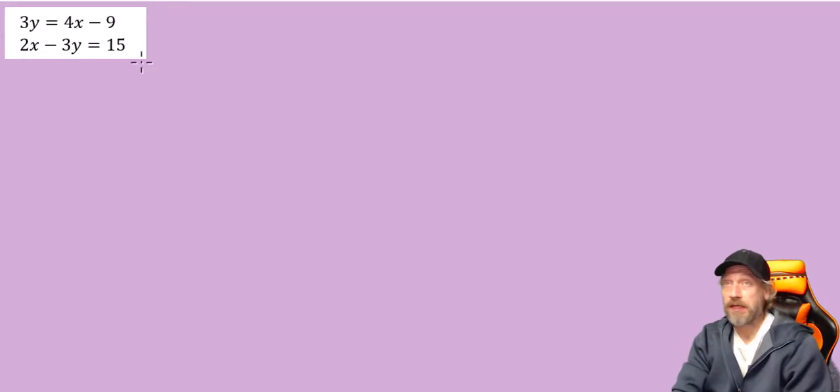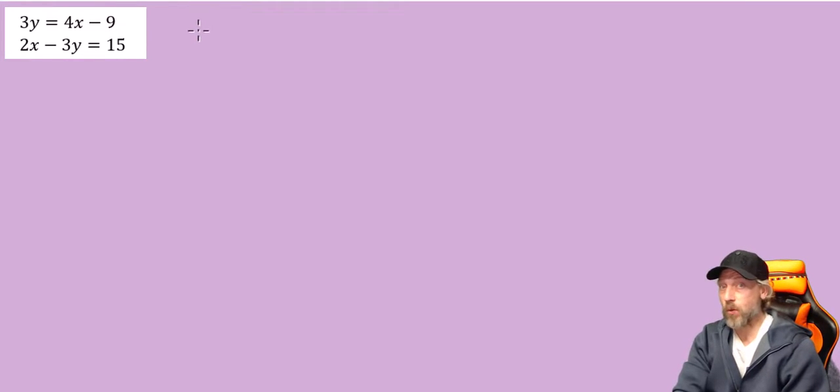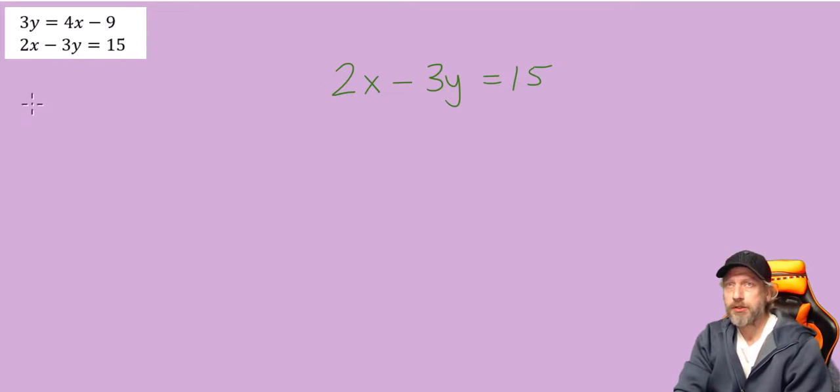Here's our next system of linear equations. This time, we should notice that we don't have that good alignment. We don't have both variable terms on one side of the equation with constants on the other side. So our first equation doesn't have that form of an ax plus by equals c kind of equation. So we just need to do some rearranging up front. We do prefer to have things with that kind of setup, so we'll keep that second equation the same, 2x minus 3y equals 15. But we'll do some work with the first equation. 3y equals 4x minus 9.